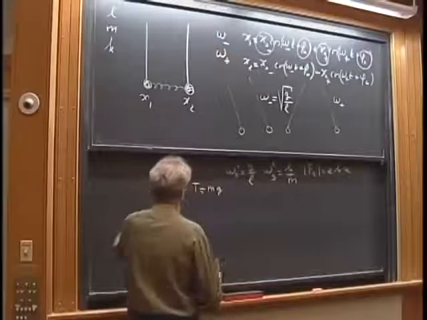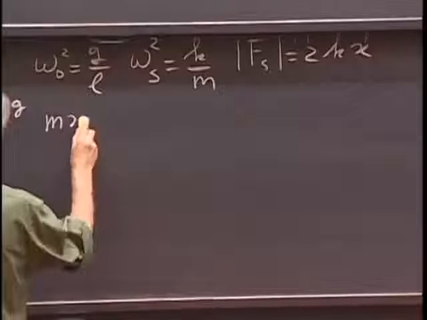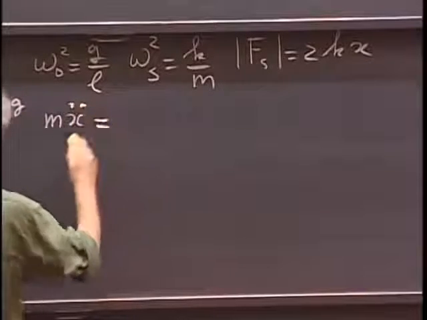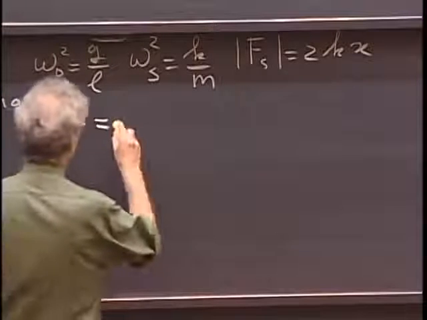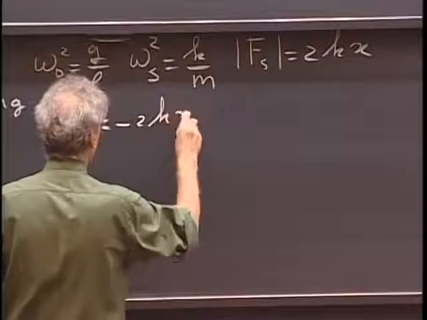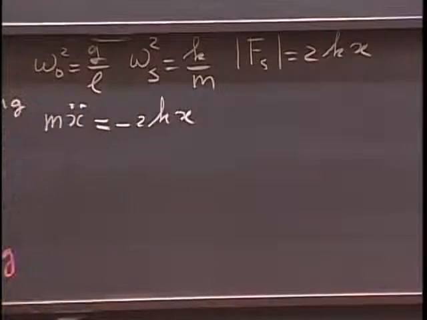So Newton's second law, m x double dot equals... Now there are two forces that I have to take into account. First, the spring force, which is minus 2kx. And then I need the horizontal component of the tension.